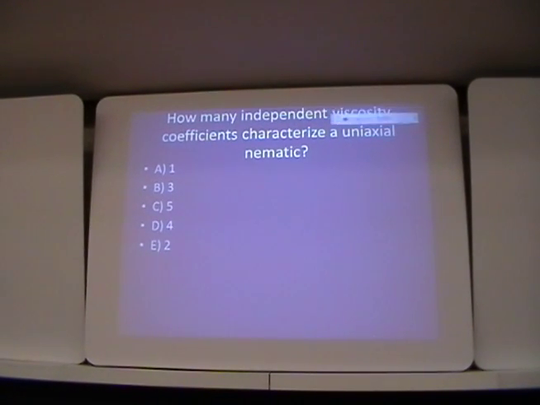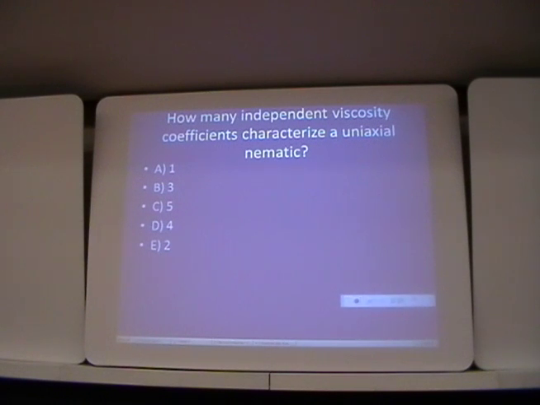The first one: how many independent viscosity coefficients would you need to characterize the kinematics of the uniaxial nematic? Ready?